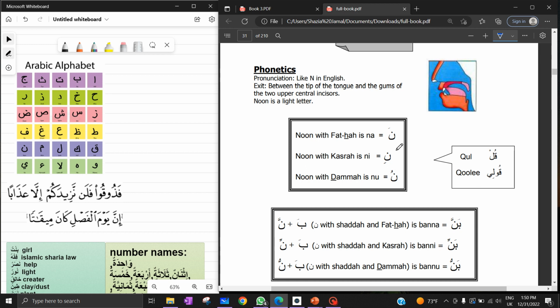And here you can see in this box, noon is with all the three short vowels. And how do you say it with all the vowels? Noon fatha na, noon kasra ni, noon dhamma nu.